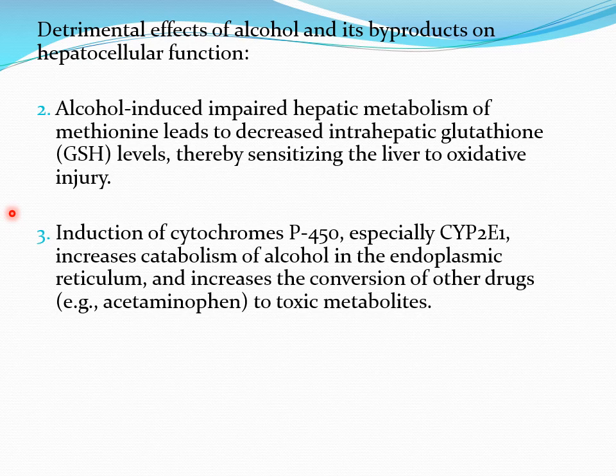Then another, there is an induction of cytochrome P450. Metabolism also happens through the P450 pathway, so this pathway will be induced. So here, instead of the metabolism of toxic drugs and toxic substances, alcohol metabolism is going on in the endoplasmic reticulum. So there is increased catabolism of alcohol in the endoplasmic reticulum, and there is increased conversion of other drugs to toxic metabolites. So drugs get converted into toxic metabolites. Okay.